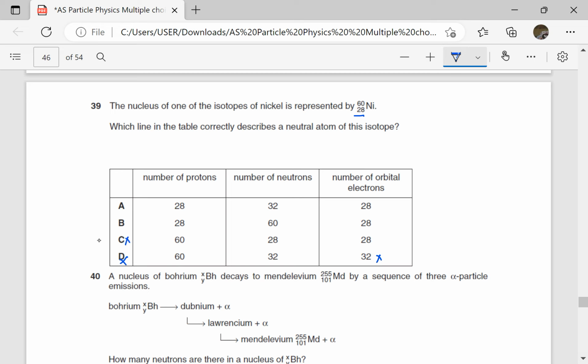We remain with A and B. So the number of neutrons should be 60 minus 28, which is 32. So the answer is going to be A, not B.